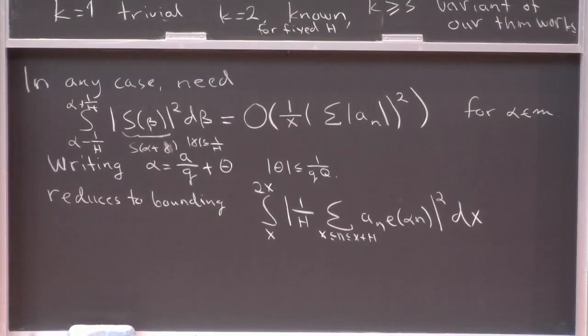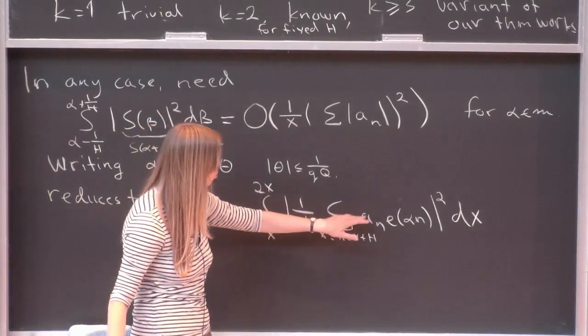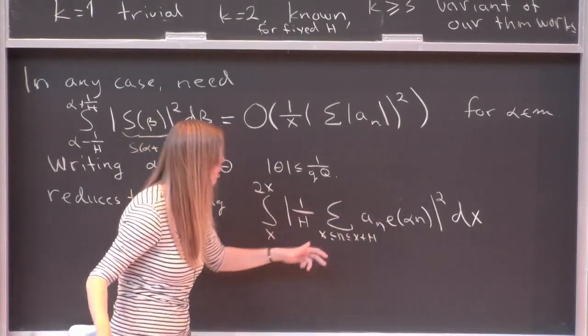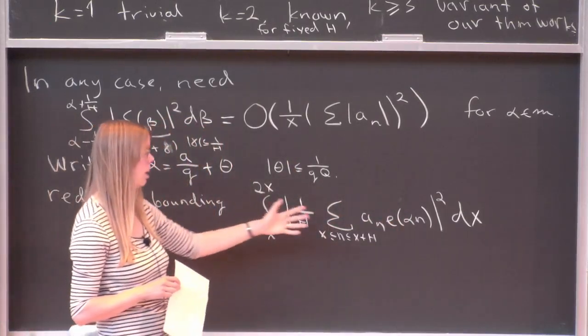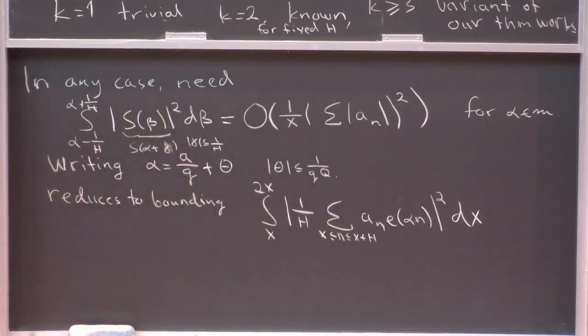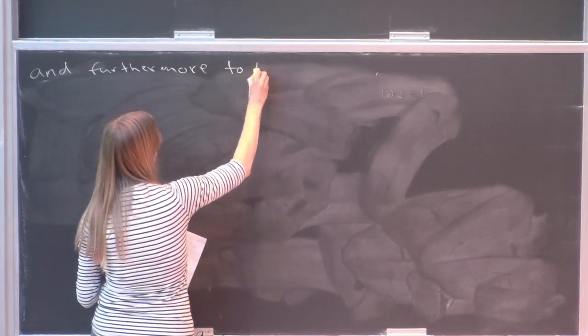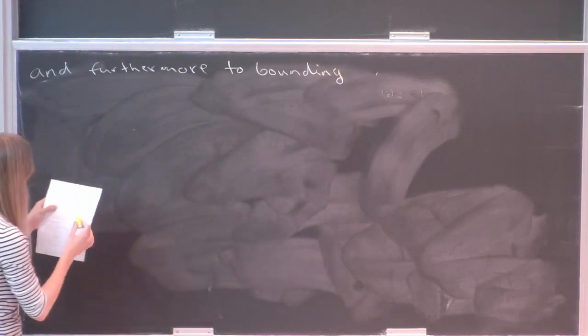So if we have a sum over short intervals, the typical thing is to use Perron's formula to get instead some mean values of Dirichlet polynomials, and that's what we want to do next. We want to transfer this problem of looking at things in almost all short intervals into looking at mean values of Dirichlet polynomials. So this reduces to bounding this, and furthermore to bounding. And let me write the expression that we end up with.